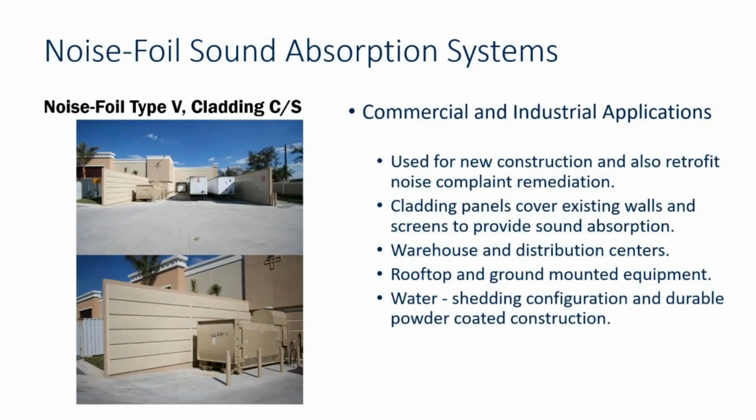Noise foil 5 panels can be fabricated either with a G90 galvanized steel material, which provides superior corrosion resistance, or aluminum. Noise foil 5 panels are intended to be mounted to an existing solid wall, such as CMU or precast concrete. The pictures on this slide show several sets of noise foil type 5 or cladding panels attached to concrete walls surrounding a loading dock at a Supertarget in Florida.